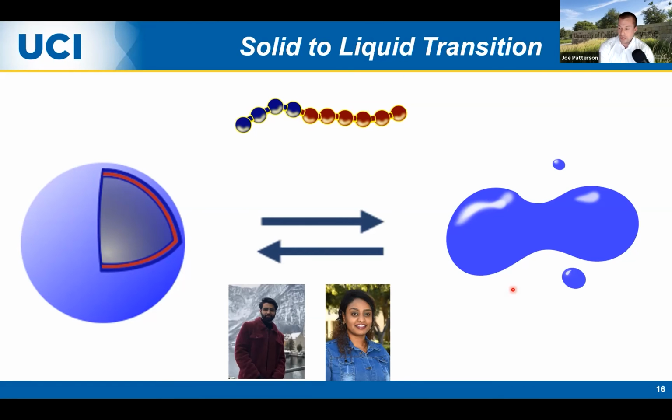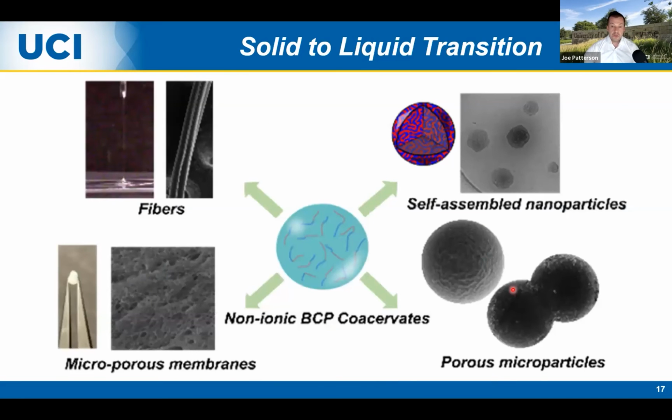And again, something that we're now pursuing in the lab. The other thing that we've been able to show, or Arne's been able to show, is that from these liquid phase polymer materials, which we call coacervates, we can actually make many, many different types of solid phase structures. We can make fibers, microporous membranes, nanoparticles, and also microparticles. And so with these, we think this really opens this up to a whole wide range of applications that go far beyond drug delivery.